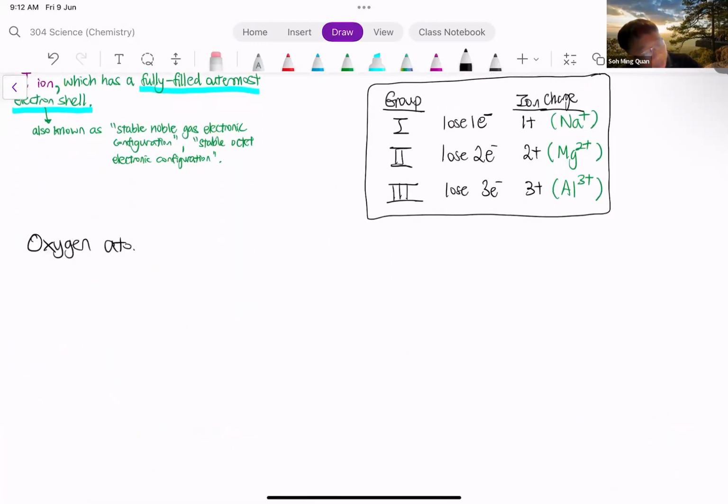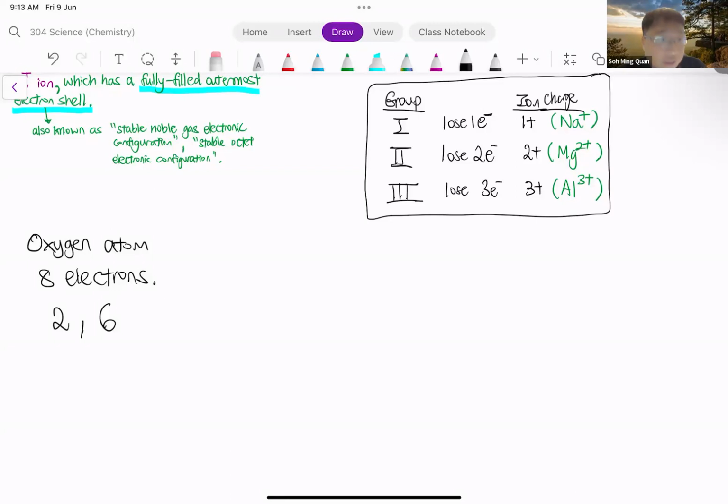Now the oxygen atom has 8 electrons. But don't be fooled by this. 8 doesn't mean that all 8 are in one shell, right? 8 electrons means the first shell contains 2, the second shell contains 6. This means that oxygen has 6 valence electrons.